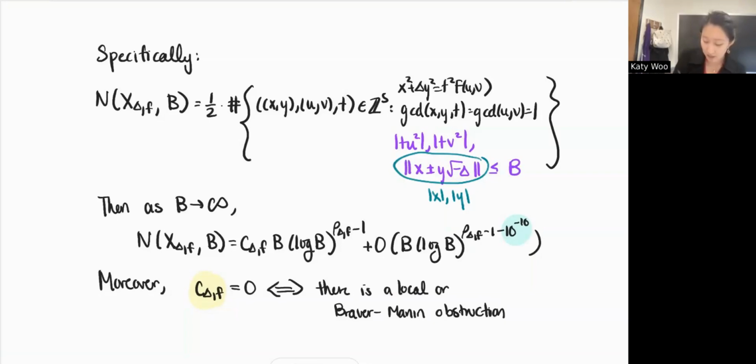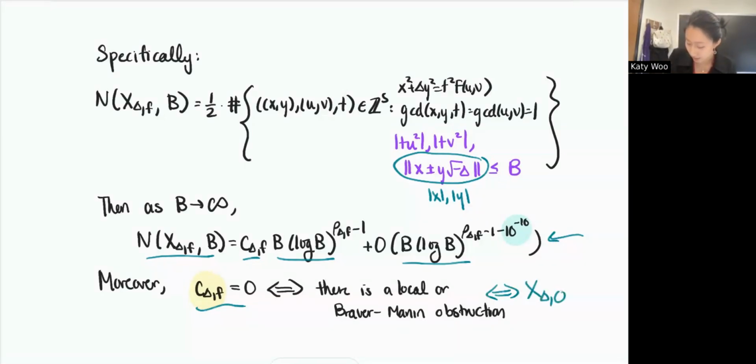Then we'll show that as b goes to infinity, the number of points of height at most b is some constant times b log b to the Picard rank minus 1, plus an error term of b log b to the Picard rank minus 1 minus 10 to the negative 10. Moreover, we're not going to assume a priori that we have rational points. This asymptotic will always hold, but the leading constant will be 0 if and only if there's a local or Brauer-Manin obstruction, and then by the result of Châtelet, Colliot-Thélène, Sansuc, Swinnerton-Dyer, that means that you didn't have any rational points to start with.